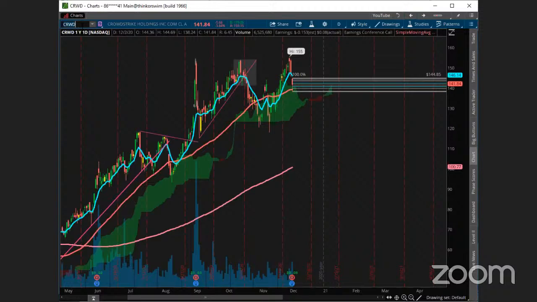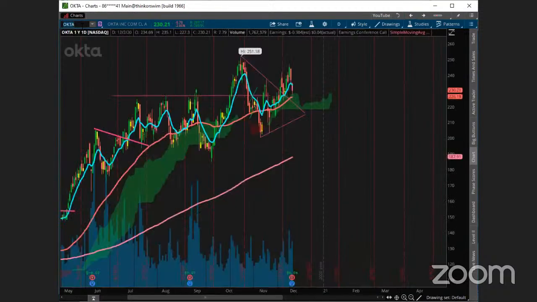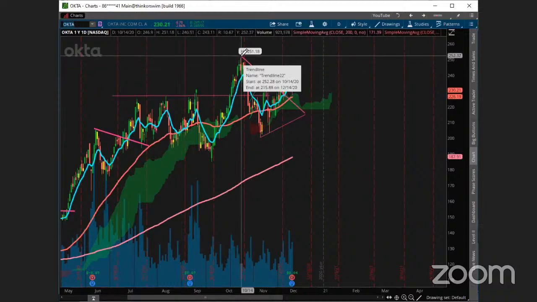Let's see what else we got. Okta. Yeah, we had some earnings on Okta too. It's up to 249. So let's see if it can even get over these pivot levels and get a gap and go on Okta.